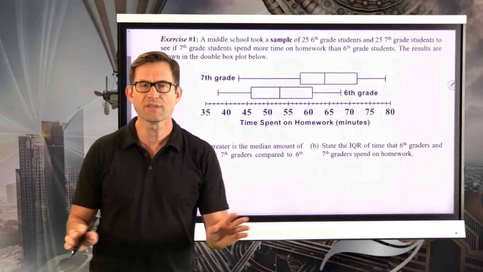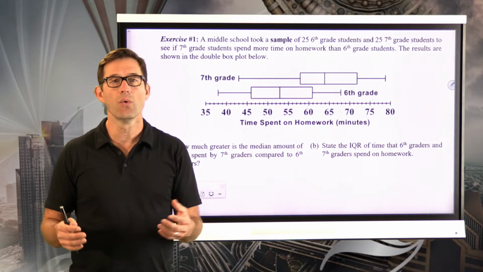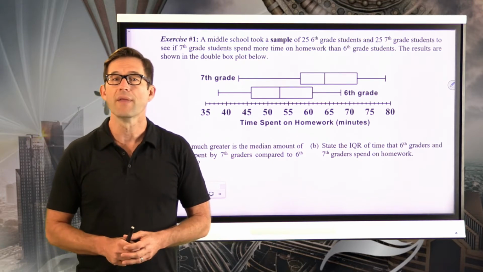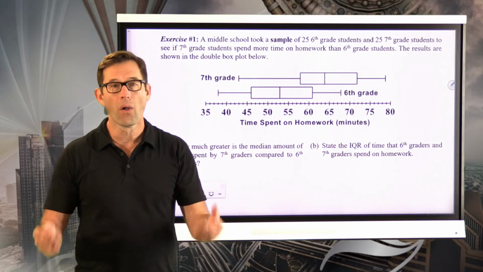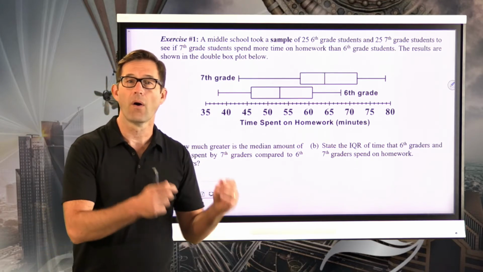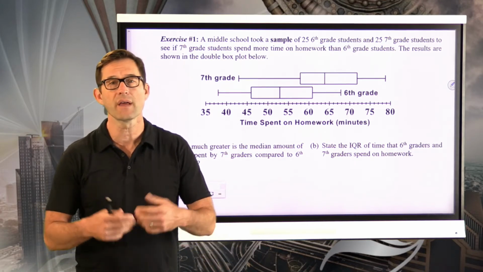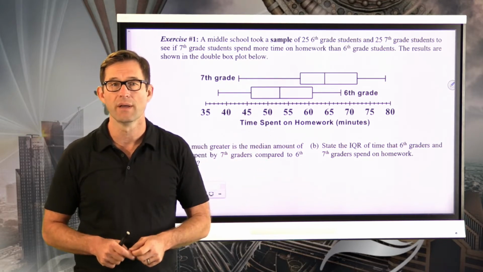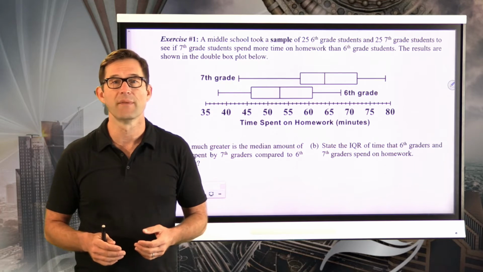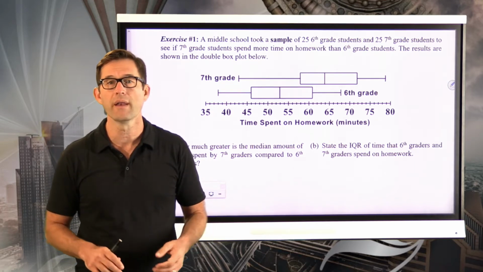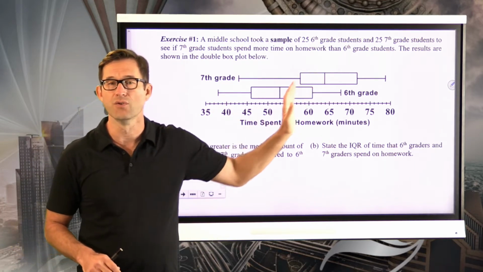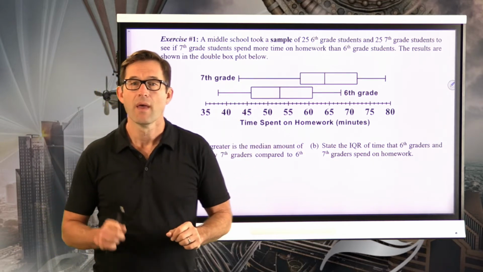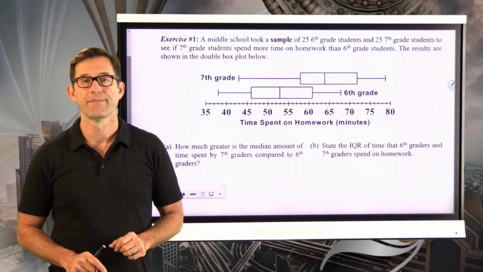Let's just make sure of this. You can imagine a school wanting to understand how much time 7th graders spend on homework versus 6th graders. They're not necessarily going to take all of their 7th graders and do the survey and all of their 6th graders and do the survey. They're going to take a sample, in this case, 25 6th graders, 25 7th graders. They survey them in terms of how much time they spent on homework per night, and we come up with these two box plots.